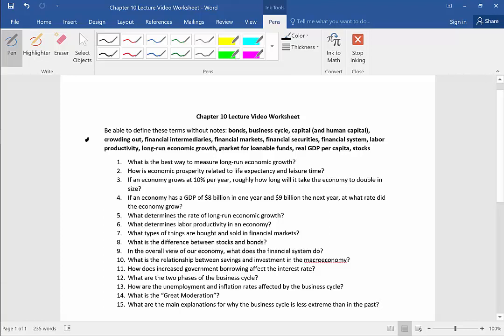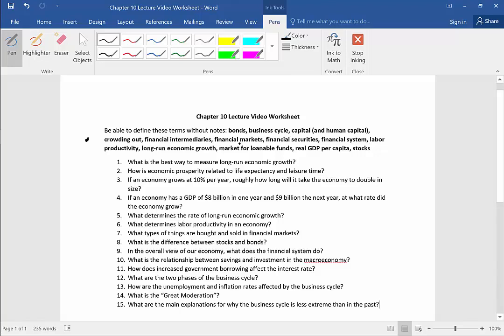Human capital is basically the accumulation of work experience and education that helps workers be more productive. Crowding out refers to the decrease in private expenditures caused by increases in government expenditures and typically how they affect the interest rate. Financial intermediaries are firms that get money from savers and lend that money to borrowers, like banks and mutual funds and insurance companies, and stuff like that.